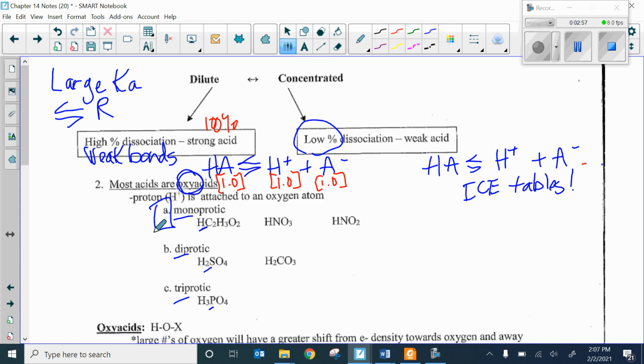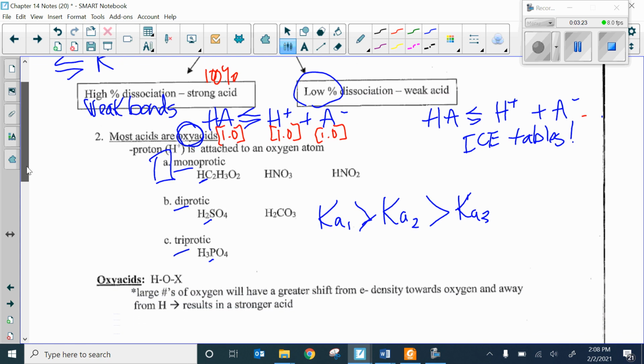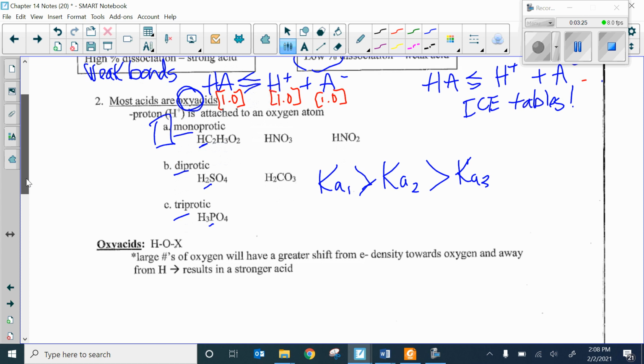The only thing that you need to understand with the diprotic and triprotic is that you will have a Ka1, meaning the first dissociation constant, which is what all monoprotic acids have. But then if it continues to dissociate, Ka1 is going to be higher than Ka2, which is greater than Ka3. So you just need to understand that if you have something that has more hydrogens, one hydrogen is going to come off at a time. It's not going to dissociate 2 or 3.